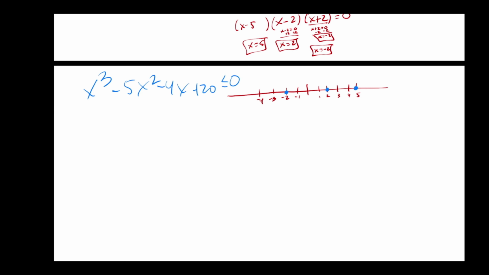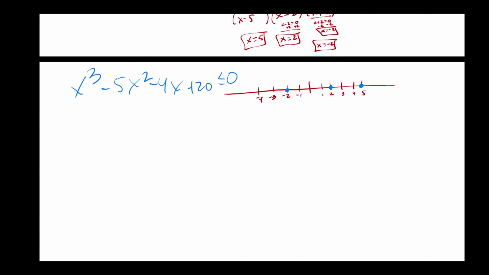So now let's pick a value that's over here, because we're going to test right there. Let's pick -3. So I'm going to put -3 in here for x. -3 cubed minus 5 times -3 squared minus 4 times -3 plus 20. Is that less than 0?